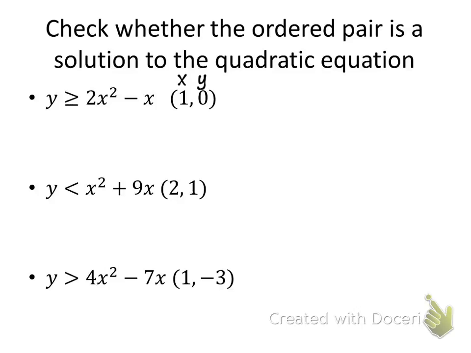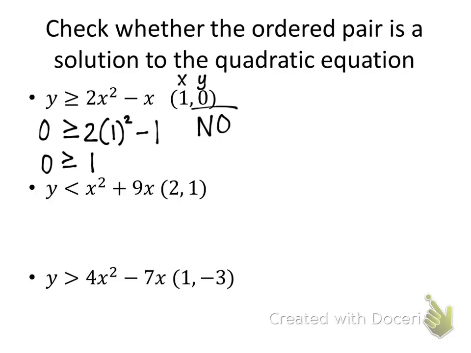Very good. Okay, so I'm going to go 0 is greater than or equal to 2 times 1 squared minus 1. So all I did was everywhere I saw a y, I replaced it with a 0, and everywhere I saw an x, I replaced it with a 1. So we're just going to use our calculators to find out if 0 is really going to be greater than this side over here. In my calculator, I'm going to do 2, then parentheses 1, parentheses squared, minus 1. And when I do that, I get 1. So 0 is greater than or equal to 1. Is this ordered pair a solution? No, because 0 is not greater than 1. So we're just going to write no and box that in.